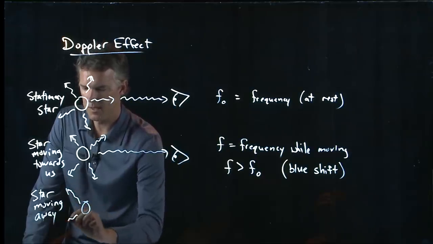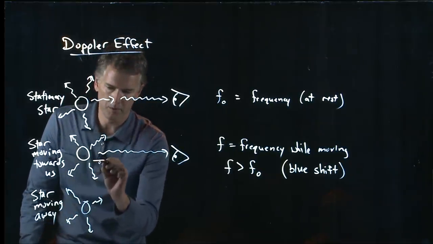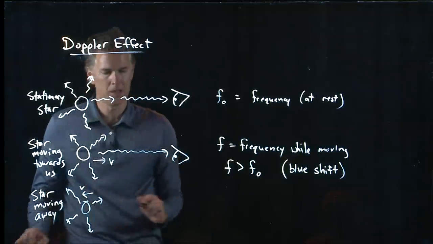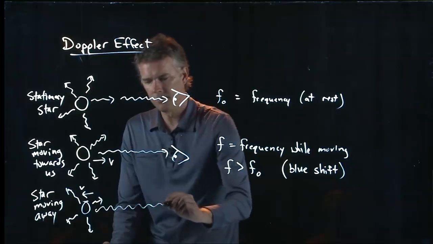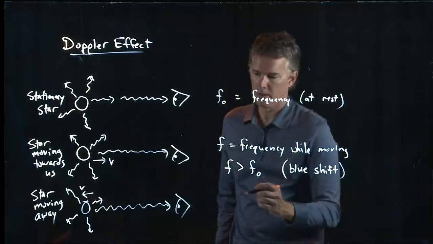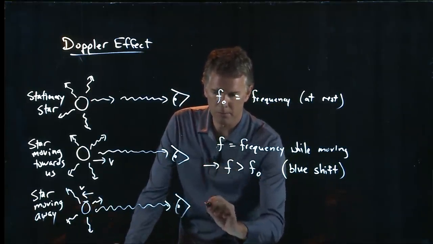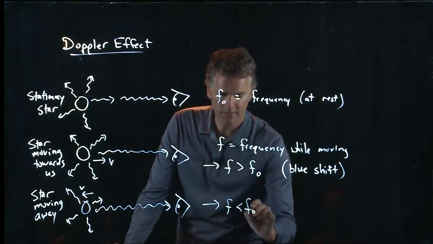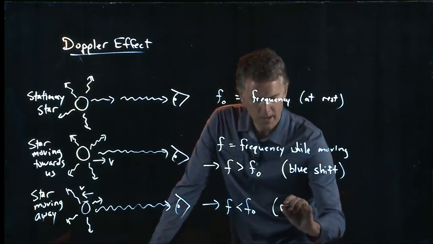Okay, so now we're going to take that star and it's going to move away from us. In this one, it was moving towards us with a speed v, and now it's going to move away from us with a speed v. And when that light gets to us, it in fact is shifted the other way. That was moving towards us, this is moving away. We have F is in fact less than F naught. And that's called a redshift.